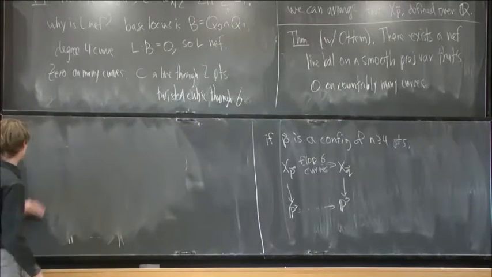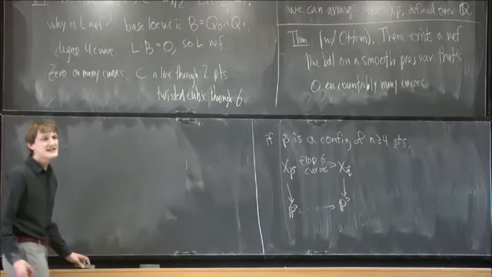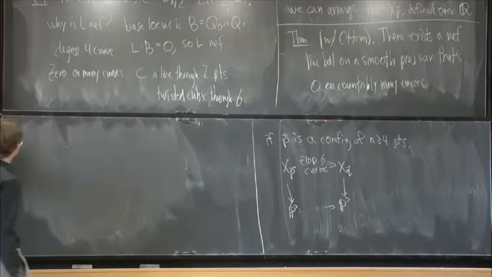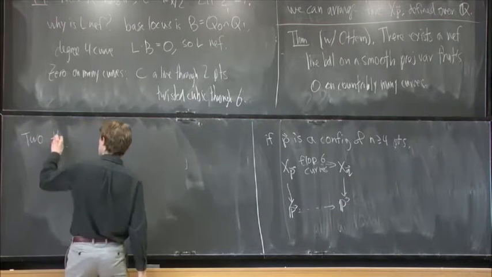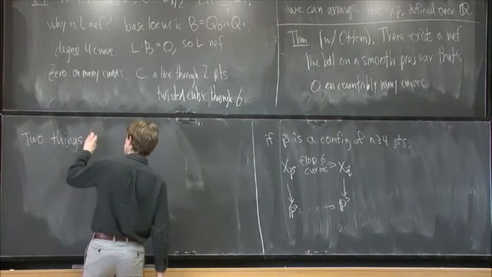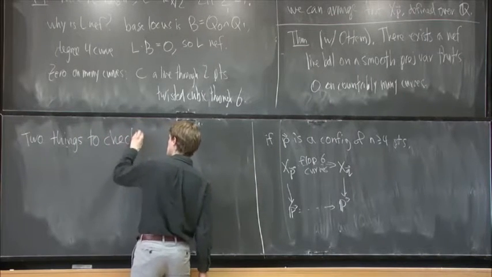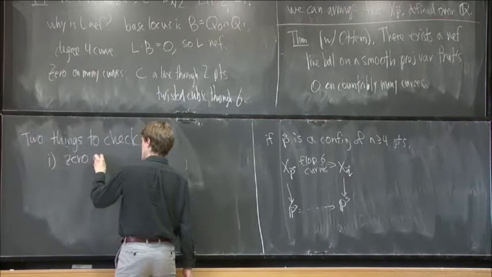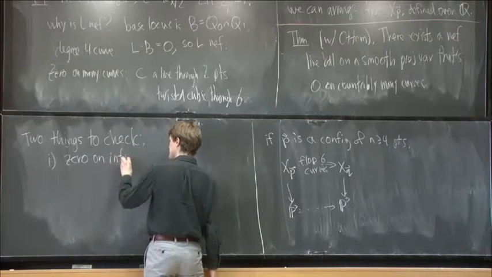Now, to finish proving the theorem, there are really 2 things I need to check. I need to check, A, that there are, in fact, infinitely many curves that it's 0 on, and B, that there aren't uncountably many curves. Somehow I need to show that there are at most countably many. And I'm going to prove these 2 things more or less separately.